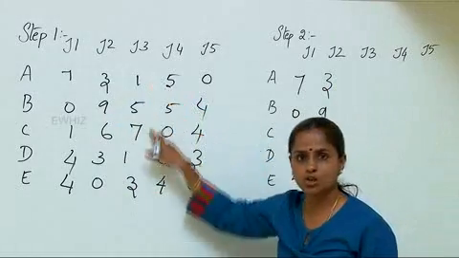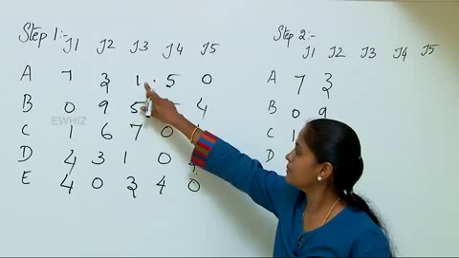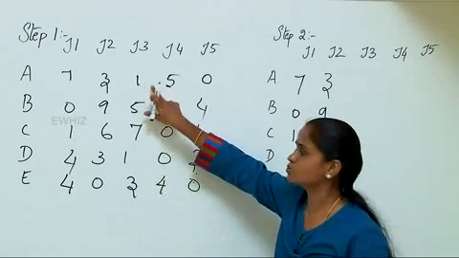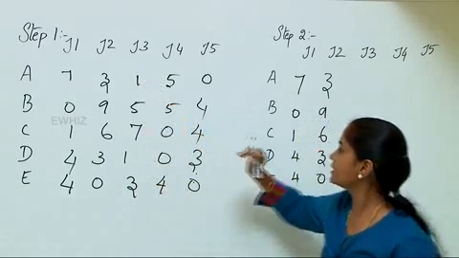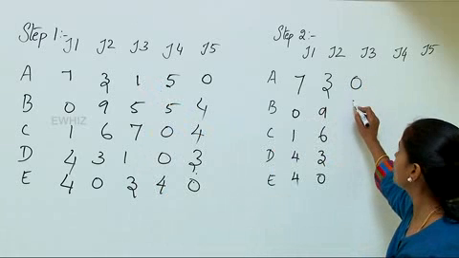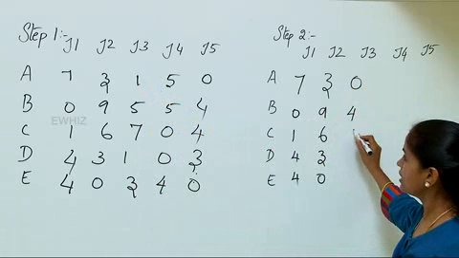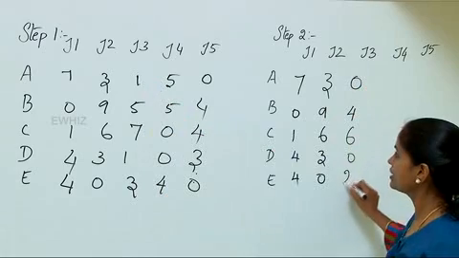Third column, 0 is missing. So what is the minimum number? Minimum number in the third column is 1. Subtract all the other entries from 1. So you have 0, then 4, 7 less 1 is 6, 0 and 2.